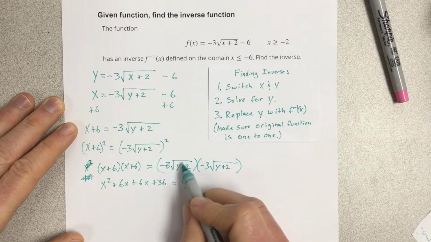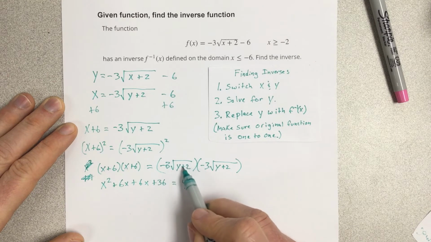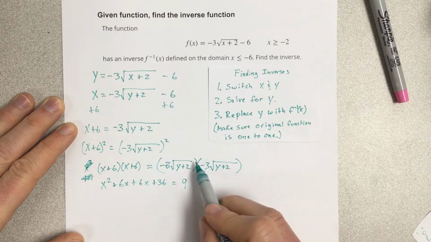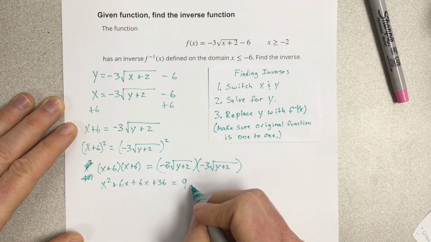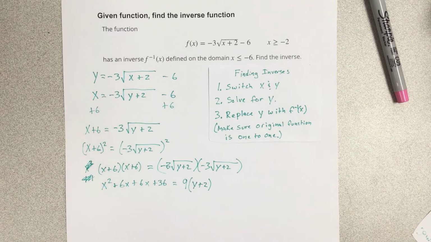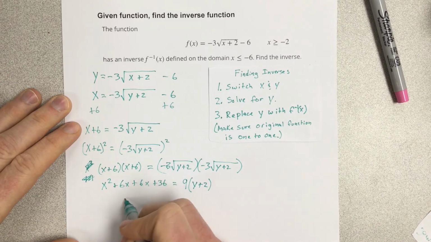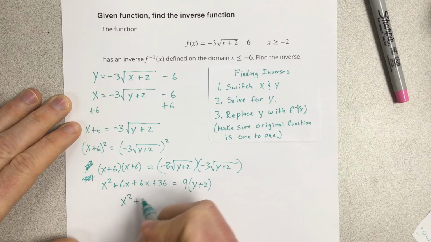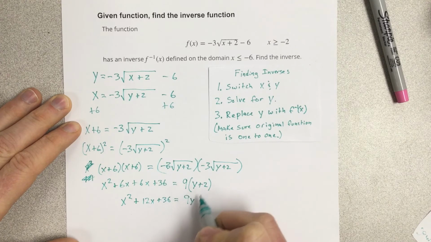Each of these has an exponent of a half. So when I multiply two things with like bases that have a half for their exponents, I add the exponents, a half and a half as a whole. So I just end up with y plus 2 to the first, but I don't need to write the 1. So now from here I can write this as x squared plus 12x plus 36 equals 9y plus 18 when I distribute.